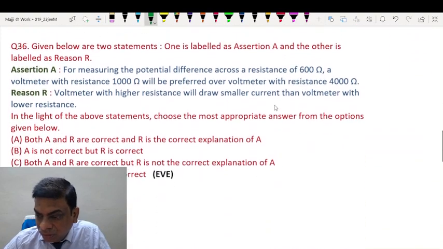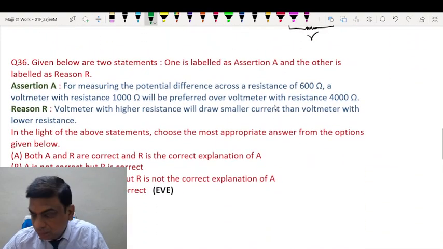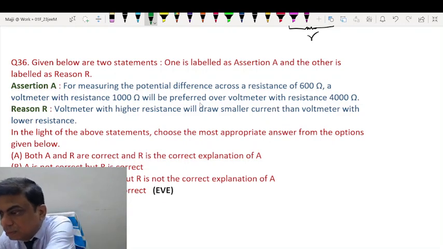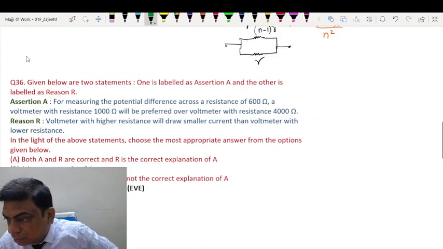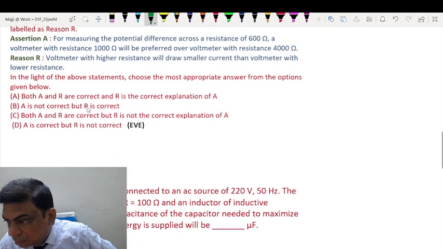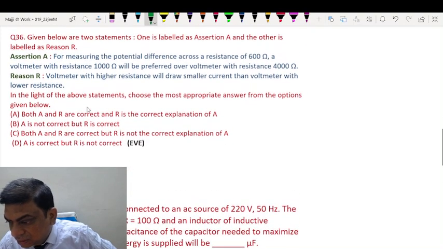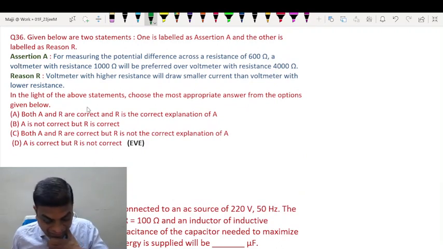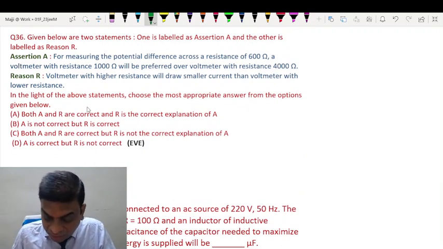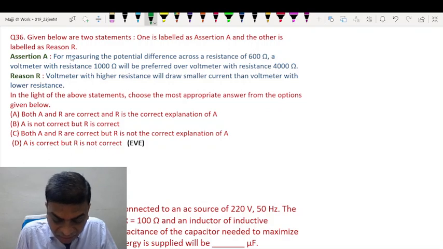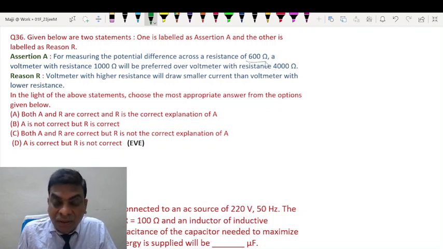Then moving to question number 36. Given below are two statements, one is labeled as assertion A and the other is labeled as reason R. You can see assertion A states that for measuring the potential difference across the resistance of 600 ohm, the voltmeter with resistance 1000 ohm will be preferred over voltmeter with resistance.